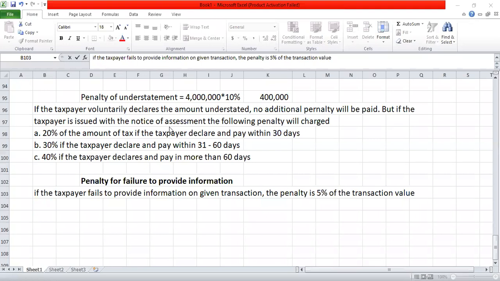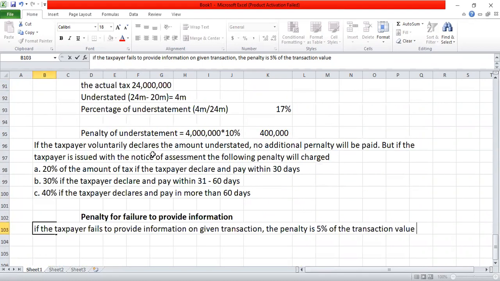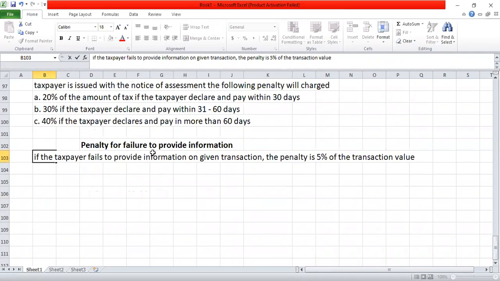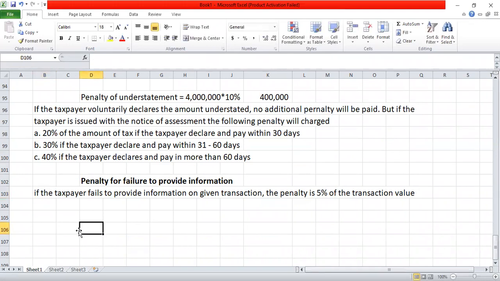So these are the first part that I wanted us to talk about, which is about audit and assessments and the tax recovery procedures. Another part I want us to talk about is tax investigation.